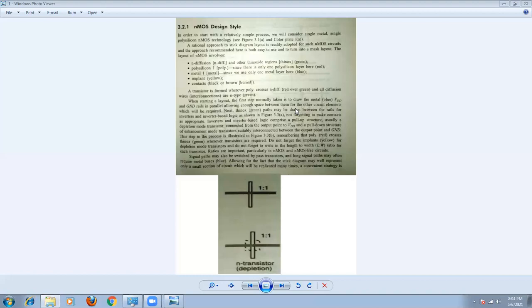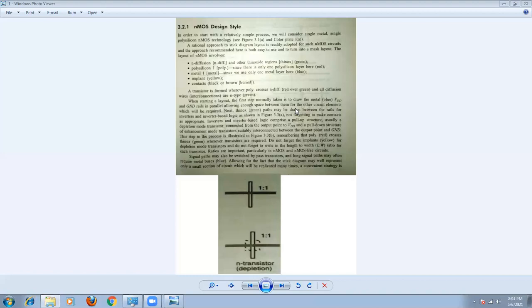Similarly, whenever two different layers are joined together, remember, this is the most important point. We have N diffusion, we have P diffusion, we have polysilicon, and we have metal. These are the different layers we have.